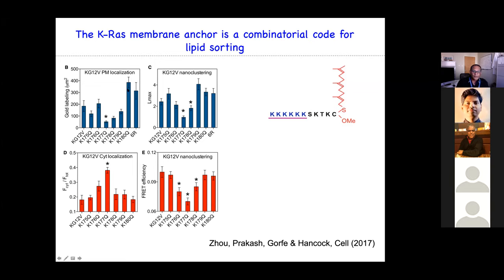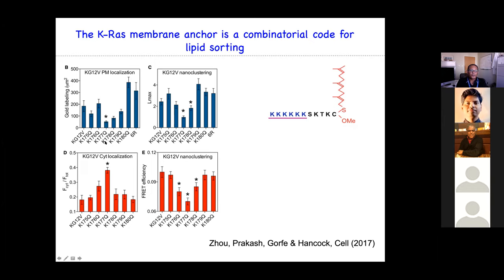So this is some more data. This is again PM localization of G12V KRAS using this gold labeling measure. But what we do here is mutate the individual lysine residues. I should have mentioned earlier that in that previous simulation paper, the one other thing we saw was that not all lysines are equal as far as lipid binding is concerned. Some lysines tended to form more persistent hydrogen bonds than the others. So that was the basis of these mutations. They wanted to see if that made sense in cells. And surprisingly, that turned out to be the case.